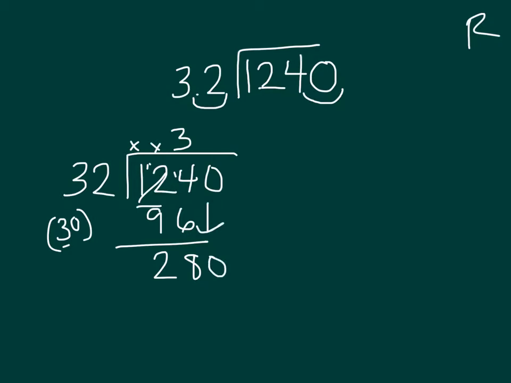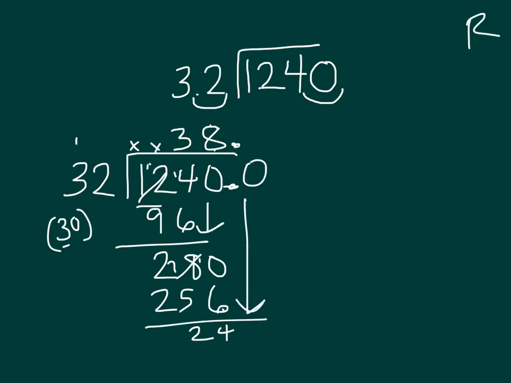3 goes into 28 9 times. 9 times 2 is 18. 9, oops, that's going to be too high. So I'm going to go down to 8. 8 times 2 is 16. 8 times 3 is 24, plus 1 is 25. And I get 24. I'm going to add that decimal point in and add another 0 and bring down the 0. And I'm going to go down to 7 because 256 I knew was too high.